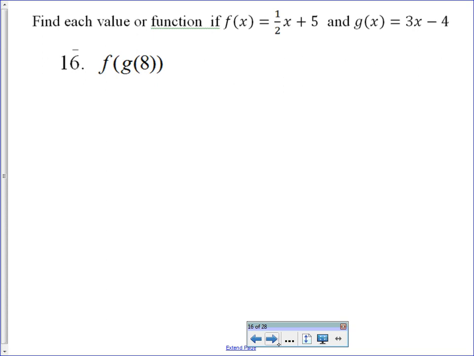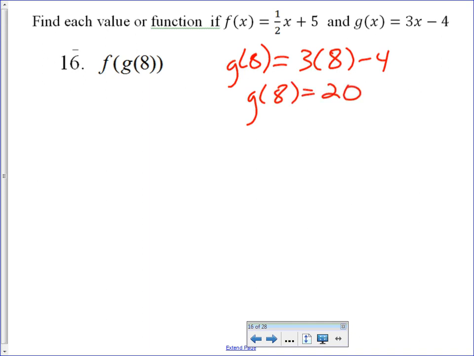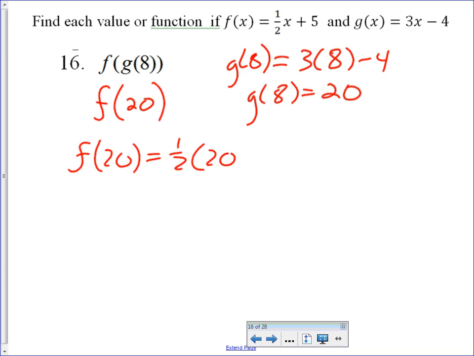This one, f of g of 8. There's a couple different ways you can do this, but the easiest one is this is f of g of 8. So I'm going to find out what g of 8 is. That's 3 times 8 minus 4. So g of 8 equals 20. So this is really asking for f of 20. And f of 20 is going to be 1/2 of 20 plus 5, or 15. So f of g of 8 is 15.